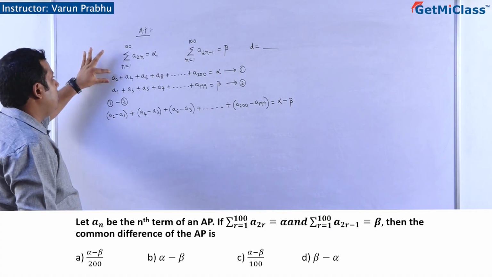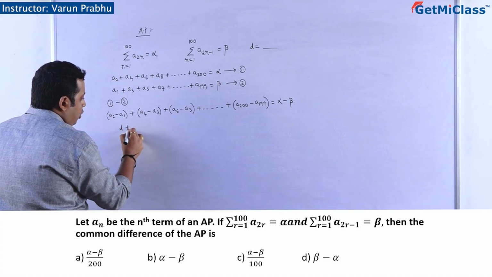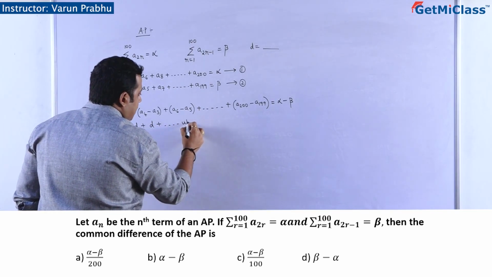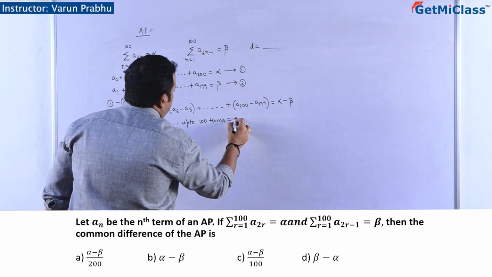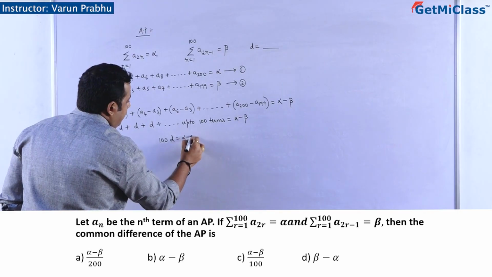So ultimately, how many terms are there here? How many subtractions are done? 100 times. So this is nothing but common difference, this is common difference, so on up to 100 terms, correct or not? Up to 100 terms, that is equal to alpha minus beta. So I can say 100 times d is equal to alpha minus beta.